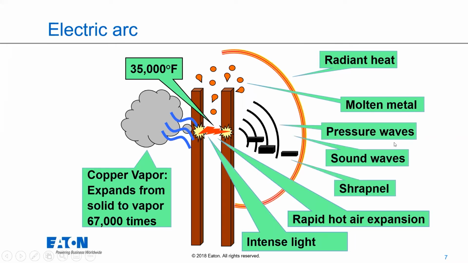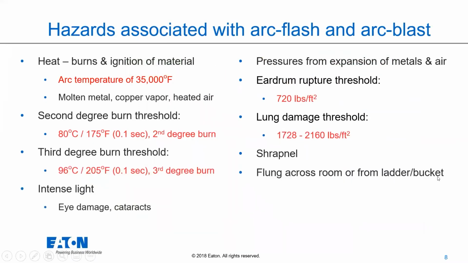You get those pressure waves, sound waves, shrapnel. So lots of dangers associated with an electric arc. This is why we take so much time to make sure we protect ourselves from them, right? So here's my hazards, right? Heat obviously burns, and then the ignition of the material, and whatever else is around it might catch on fire, might become molten due to that very, very high heat.